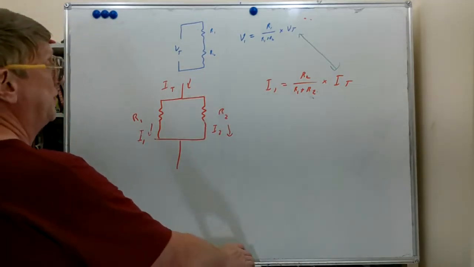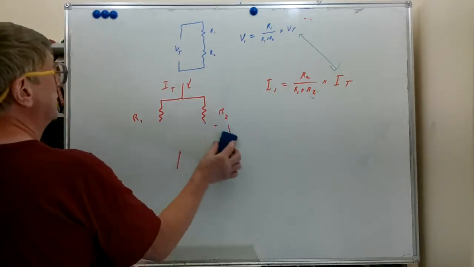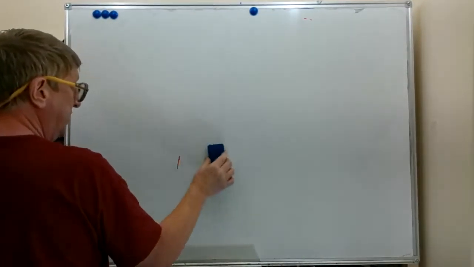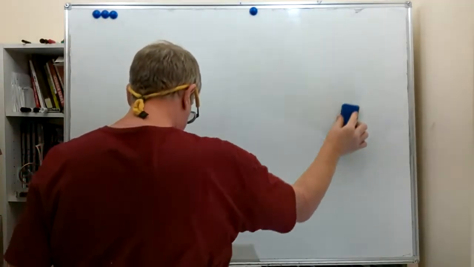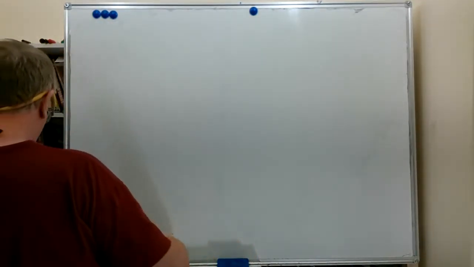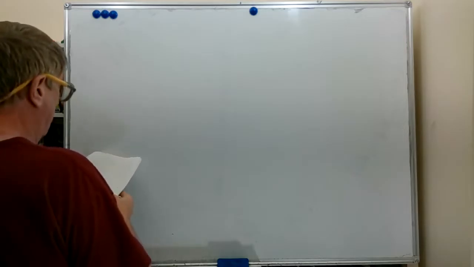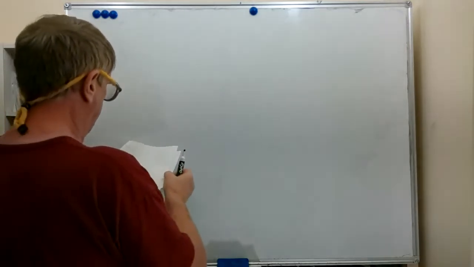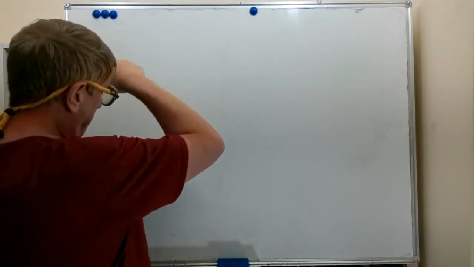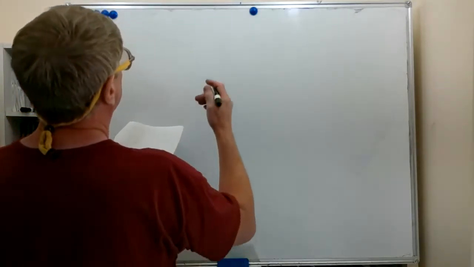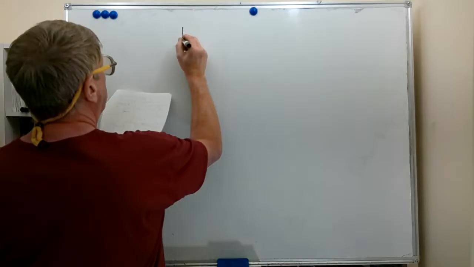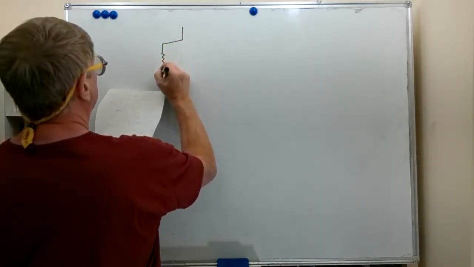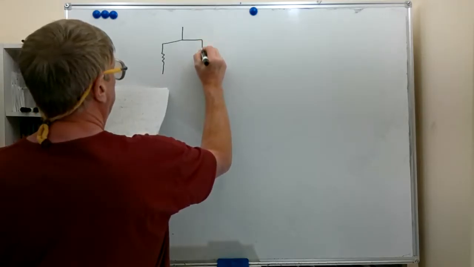One more thing I want to talk about before the day is over. We're going to look at what happens when there's a big difference between the values of the two resistors in a parallel branch, in a parallel circuit. So we're going to draw another current divider type circuit.